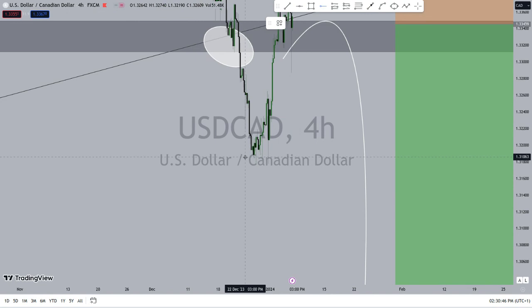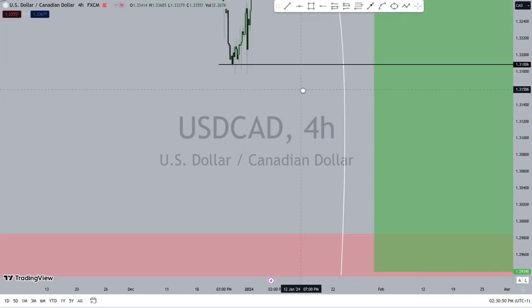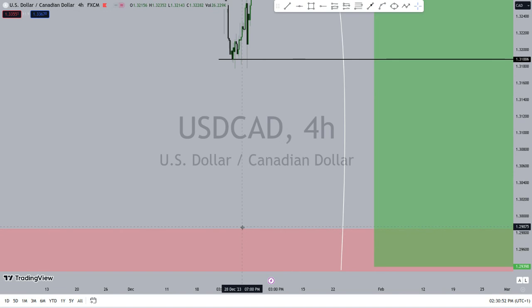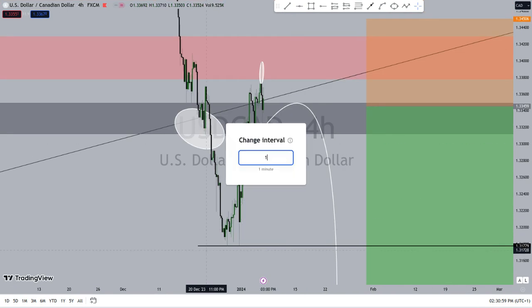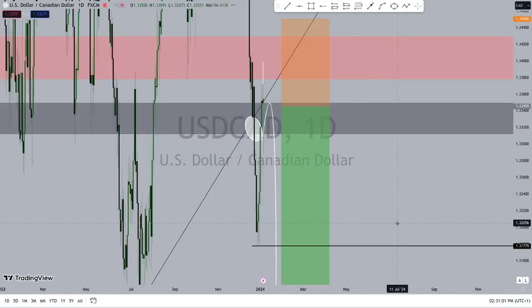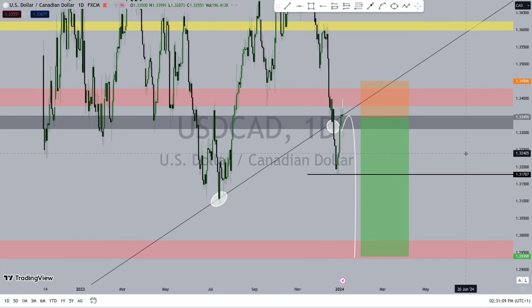We should be shorting USD/CAD. First TP should be here. Second TP right about below this region. So yeah, that is that for USD/CAD. Our bias is bearish on USD/CAD.